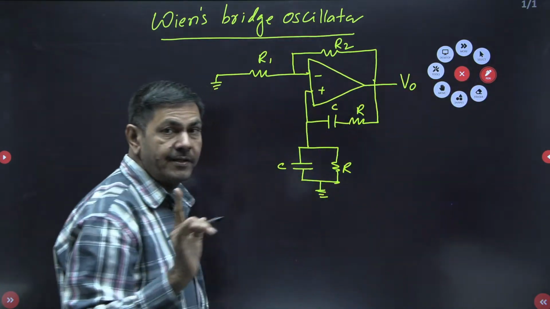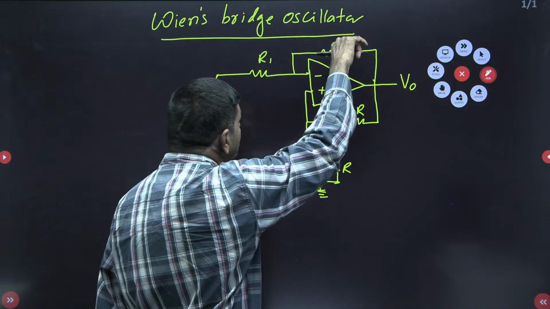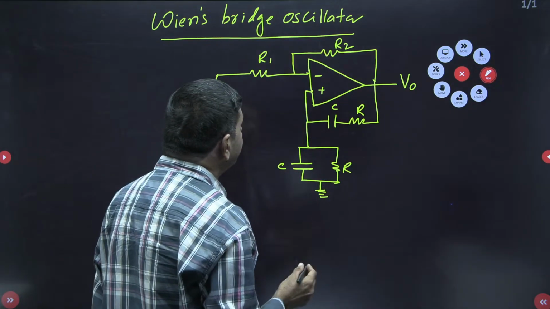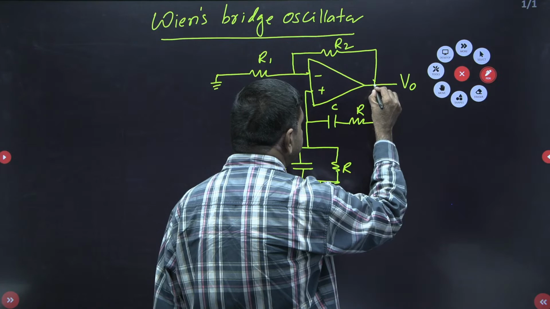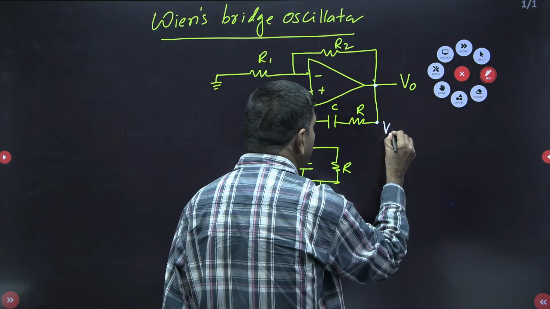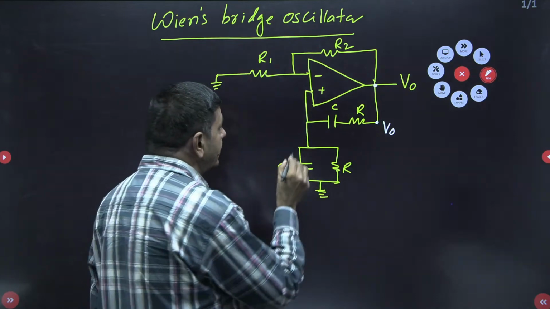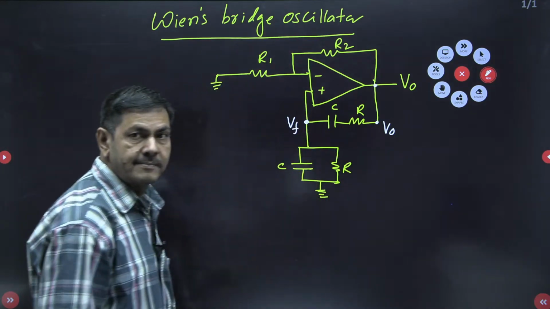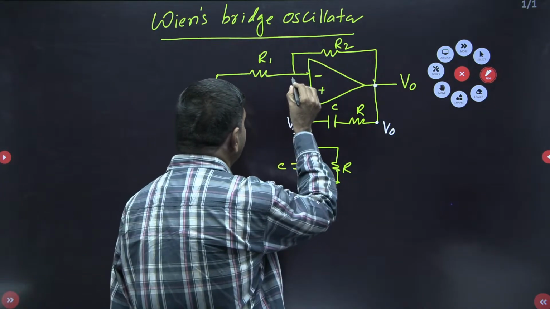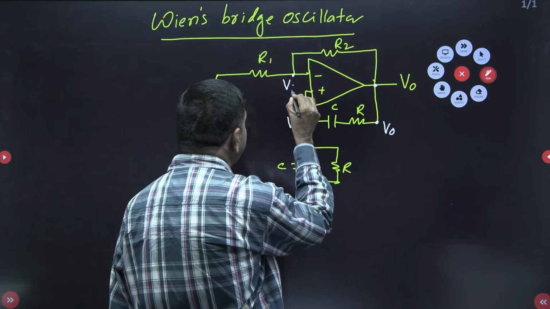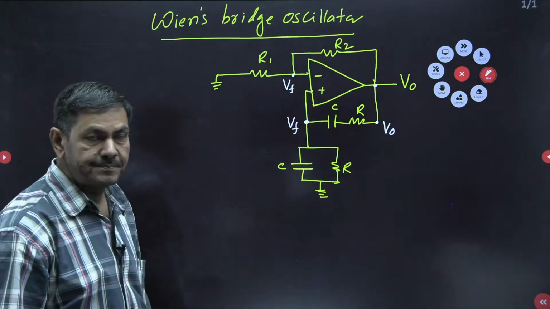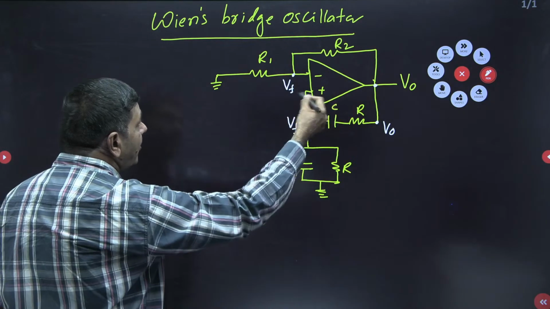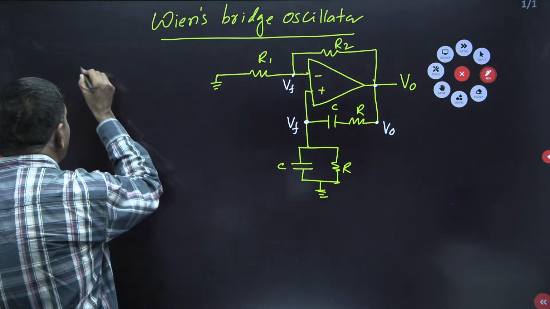My aim is to find the frequency and also the resistance R2 in terms of R1, the relation between R1 and R2. This voltage is V naught, and even this voltage is also the same V naught, no doubt. This voltage I wish to take as VF, the feedback voltage. Even this voltage we can say is the feedback voltage VF. The point you have to remember is, what is V naught if I ask.